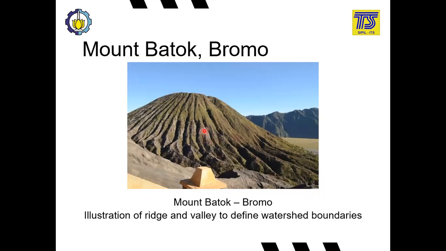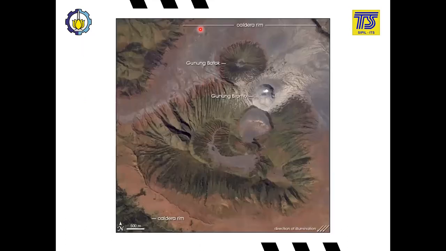So we can see, if there is rainfall here in the Bromo area, especially above Mount Batok, where will the water go? And here we have the map from above. You can actually access it in Google Earth. We can see the Batok Mountain here and the Bromo Mountain here, the bigger one. Here we can see that if there is rainfall happening, the water will go in different directions, right?